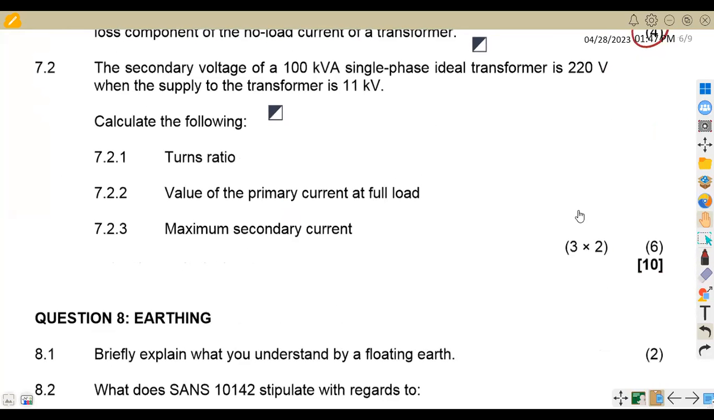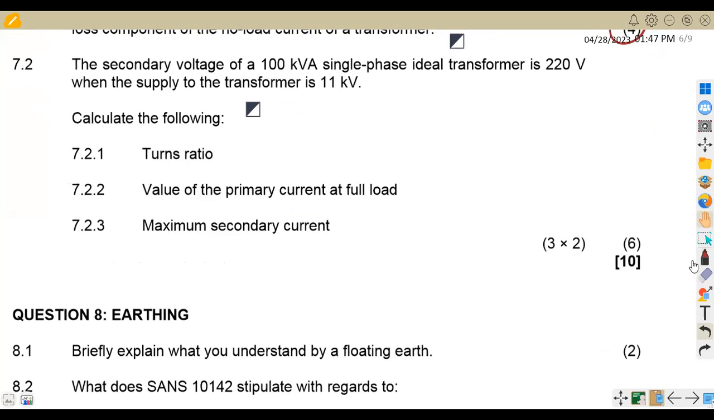On 7.2, we are given the rating of a transformer, which is our S, the apparent power. In this case, we are given 100 kVA, that is volt amperes. Take note, it's a single phase ideal transformer with 220 volts when the supply to the transformer is 11 kilovolts.